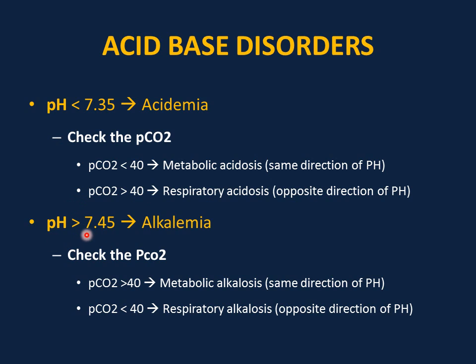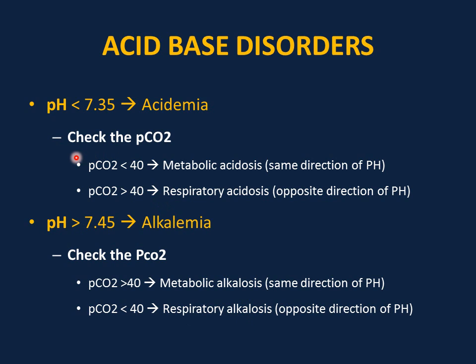Check the pH. If the pH is more than 7.45, it is alkalemia. You want to know if this alkalemia is because of metabolic alkalosis or respiratory alkalosis. So the next step is to check the PCO2. If the PCO2 is more than 40, it is metabolic alkalosis. If the PCO2 is less than 40, it is respiratory alkalosis.